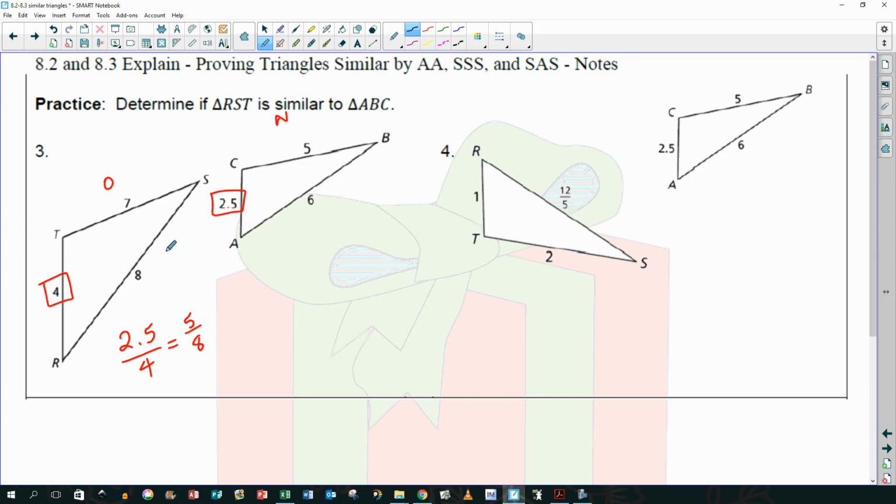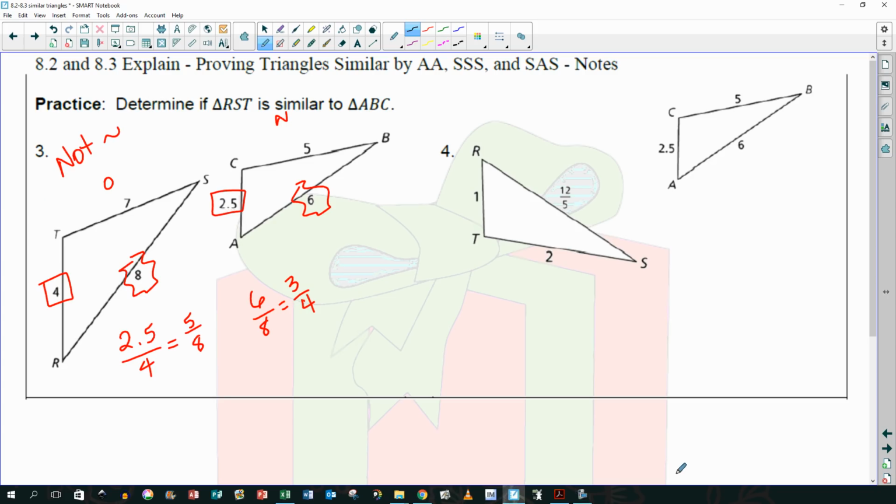Now find your largest. My largest pairs with my largest. So new over old reduces to 6 divided by 8, which reduces to 3/4. Well, since these two are not the same, then these two are not similar.